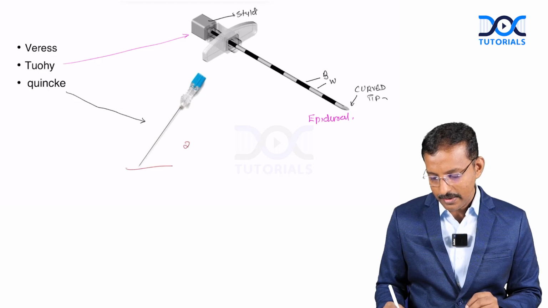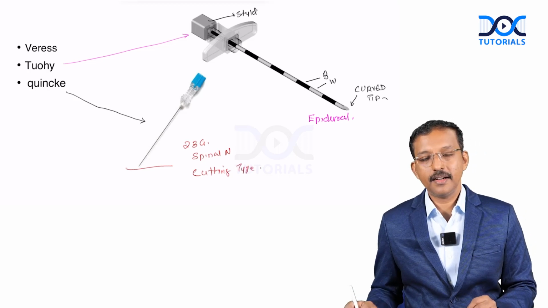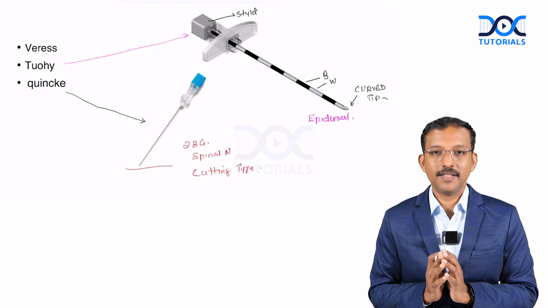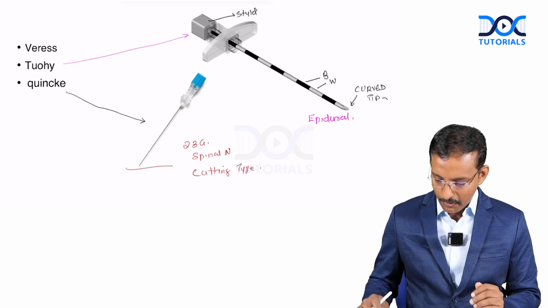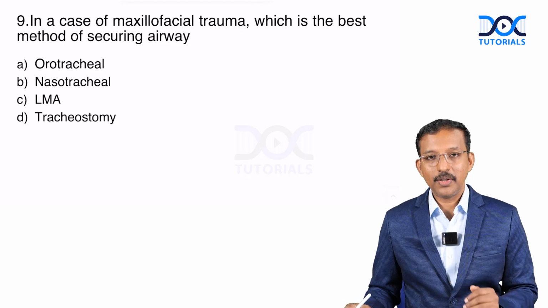The blue color is a 23 gauge spinal needle, which is an example of a cutting type of spinal needle. Clear? So these are the questions which they have asked about that, and we have one more question which has also come into that.